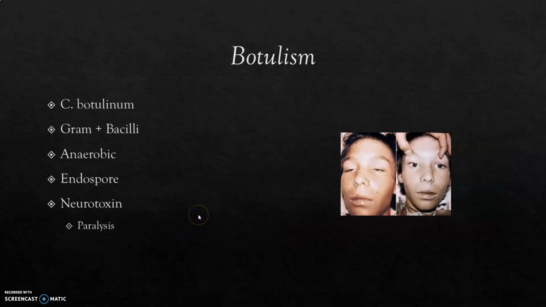The next one, botulism, also a Clostridium bacteria, gram-positive rod, so it would be that purple color under the microscope. Also anaerobic. Botulism is also a neurotoxin that causes paralysis, but whereas tetanus causes your muscles to be in a constant state of contraction and clenching, botulism has the opposite effect. It actually causes your muscles to stop contracting. So you become very lethargic, and your muscles don't work, and it causes paralysis in the opposite fashion.